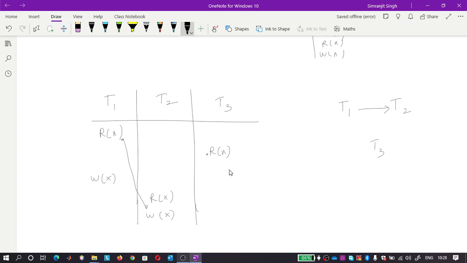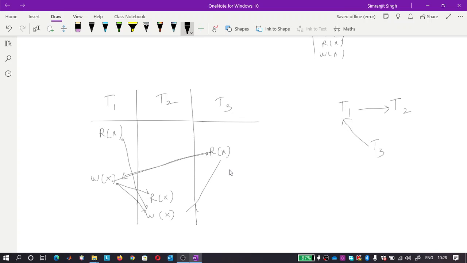Rx, Wx is again a conflict here. You can easily see from T3 to T1, so I'm writing an arrow here from T3 to T1. If you are able to find T2 to T3, then there will be a cycle. Now moving on towards the next transaction in time, there will be Wx. This is already done: Wx to Rx is again T1 to T2, already given, and Wx to Wx is already given there.